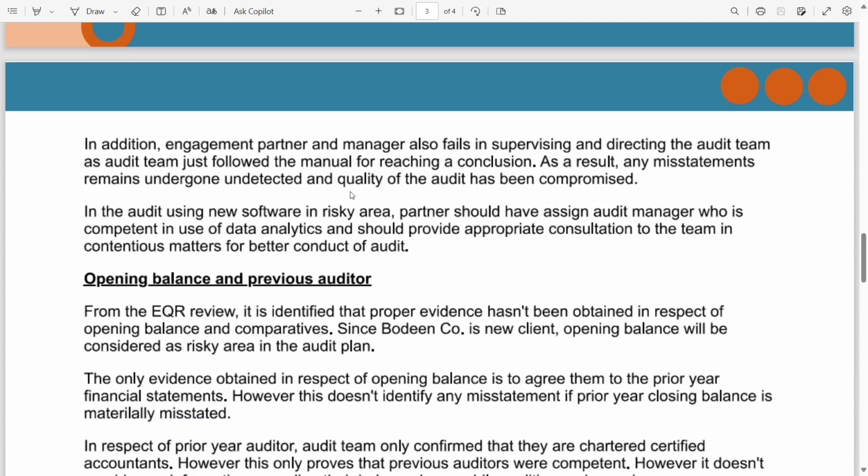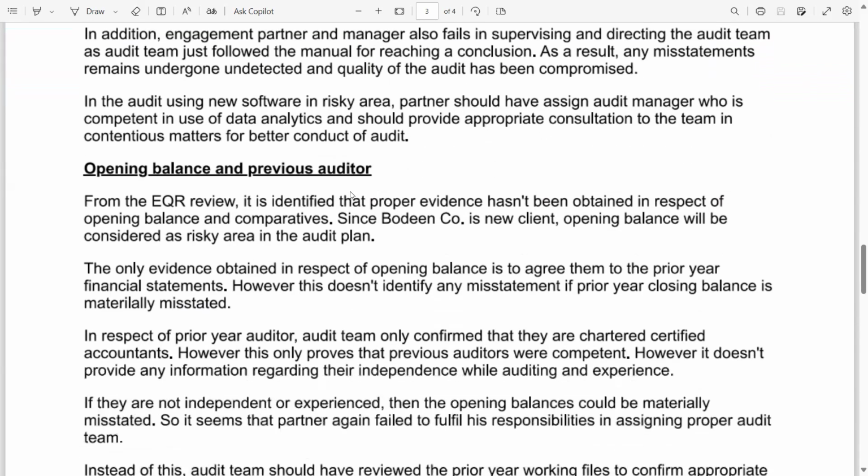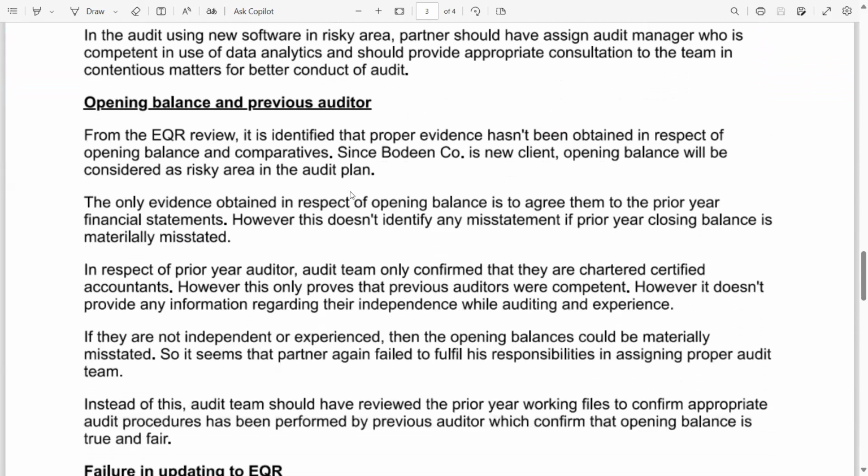In audit, using new software is a risky area. Partners should have assigned an audit manager who is competent in the use of data analytics and should provide appropriate consultation to the team in contentious matters for a better audit. Opening balances and previous auditor. You can write two separate headings on it.